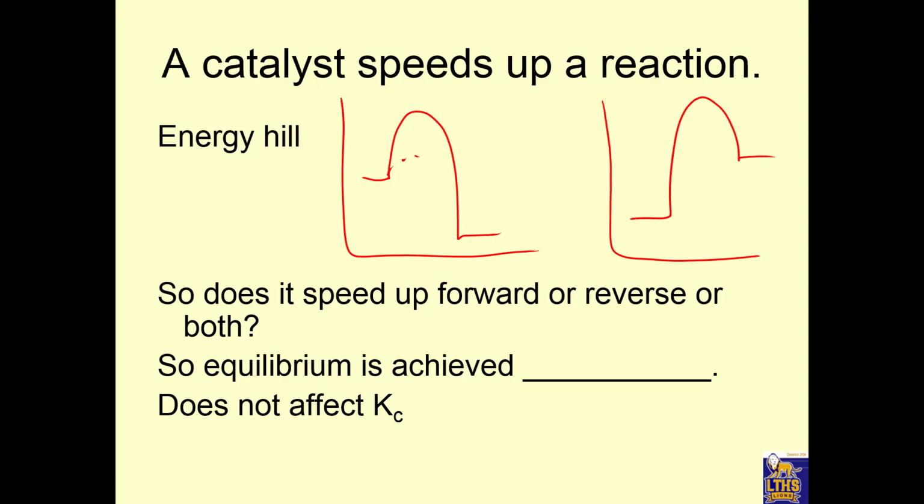A catalyst lowers the energy barrier, so that there's a lower hill. But the hill's lower for both the forward and reverse reaction. So does it speed up the forward or reverse reaction or both? It's both, because reactants turn into products, or vice versa, products turn back. When you lower the hill, it increases the rate of both reactions. So equilibrium is achieved more quickly, but it doesn't affect the constant.